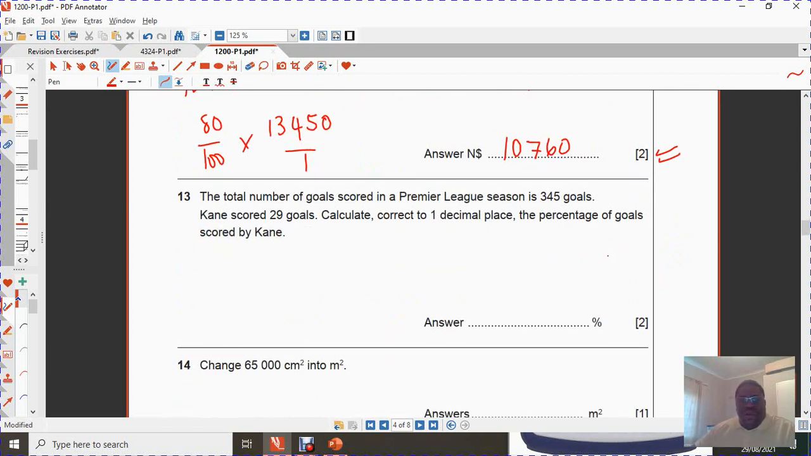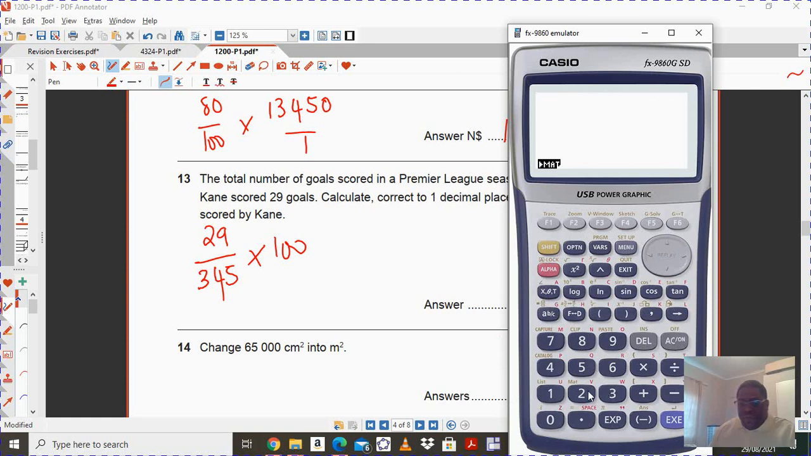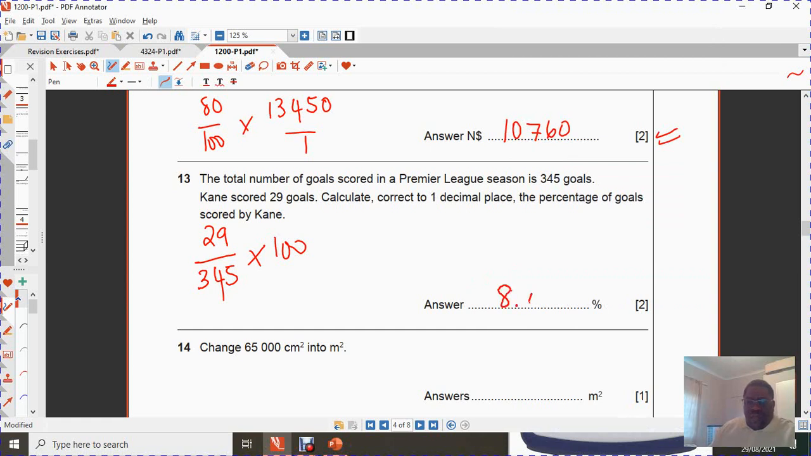The total number of goals scored in the Premier League season is 345 goals. Kane scored 29. Calculate to 1 decimal place the percentage of goals. The percentage that he scored is going to be the 29 out of the 345, and you simply multiply that by 100. So let's bring our calculator in again. So it's 29 out of the 345, as a percentage, so 8.4%. Don't forget to show your workings, very important.